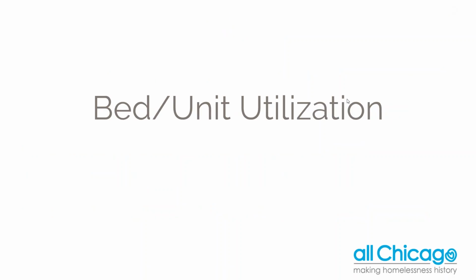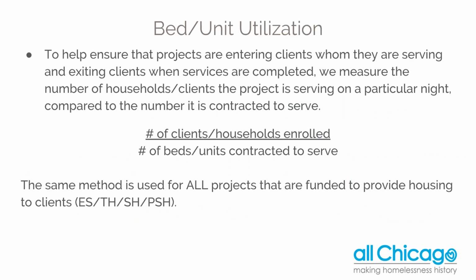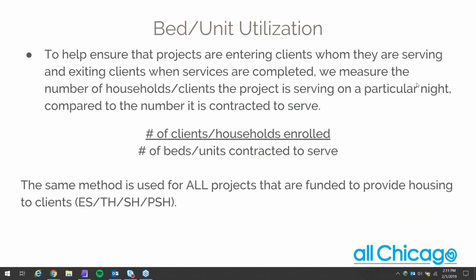Okay, so let's talk about bed and unit utilization and what that really means. To help ensure that projects are entering the clients they are serving and exiting clients when services are completed, we measure the number of households divided by the number of clients the project is serving on a particular night. And then we compare that to the number it is contracted to serve, right? So the formula for unit utilization would be the number of clients or households enrolled, divided by, or over, the number of beds or units contracted to serve.